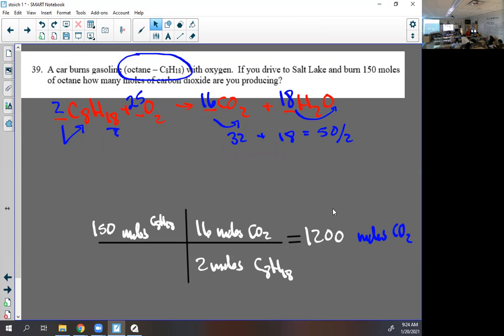All right. How many of you had 1,200 moles of CO2? Raise your hands. All right. Did you get it?